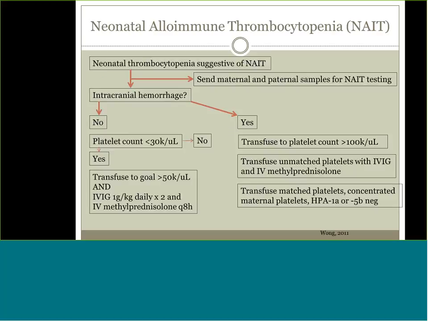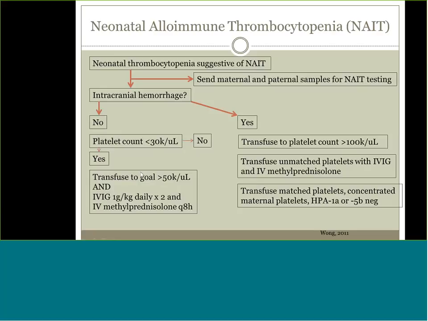And so this is the algorithm that I go through when I'm seeing a neonatal thrombocytopenic baby that's suggestive of NAIT. Again, I'm sending off that workup to Blood Center of Wisconsin. And then I'm figuring out, is there significant bleeding? Is there intracranial hemorrhage? If yes, I'm just going to transfuse this baby whatever platelets I've got. I'll give IVIG and steroids, and if I can get mom to donate, I will. If mom's not a good candidate, I'll be calling the Red Cross to get HPA-1a negative platelets if they're Caucasian in-house as soon as possible.